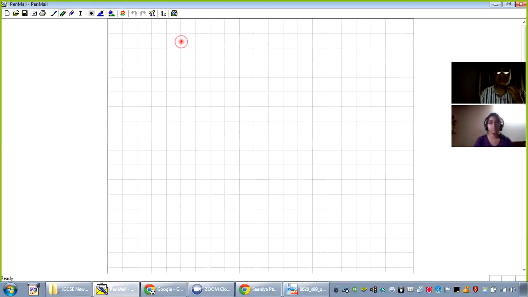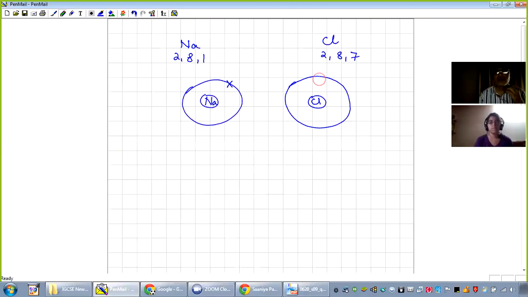Let's draw first the sodium atom, and then we are going to draw the Cl atom. So here the configuration is 2, 8, 1. This is 2, 8, 7. I'm just going to draw only the outermost shell or orbit. Only one electron in the outermost shell. Cl is there. There are 7 electrons in the outermost shell. When both of these atoms combine, this one electron will get transferred from Na to Cl.